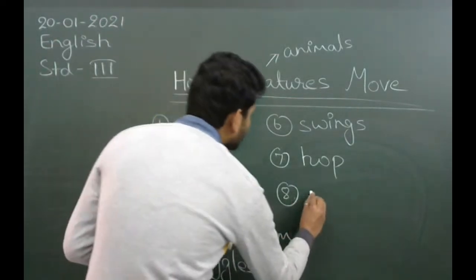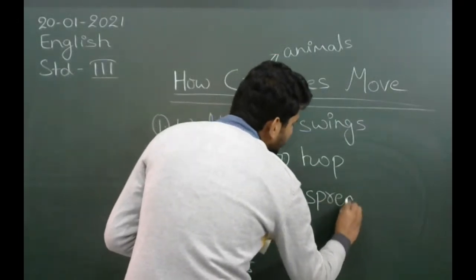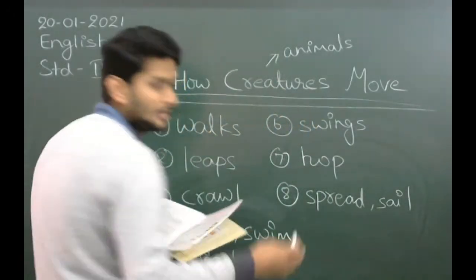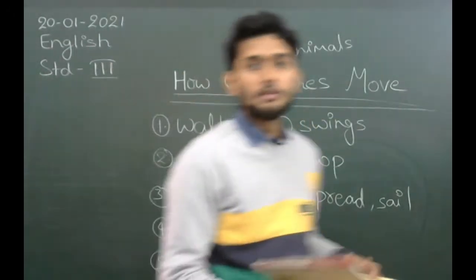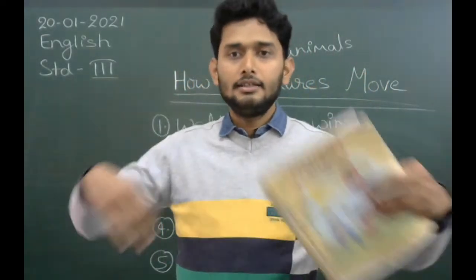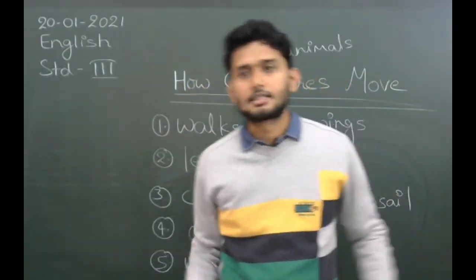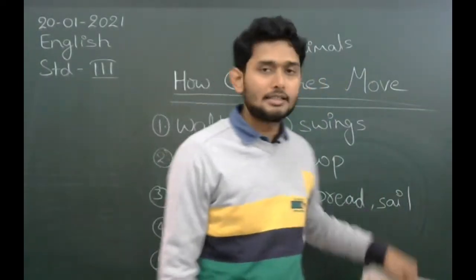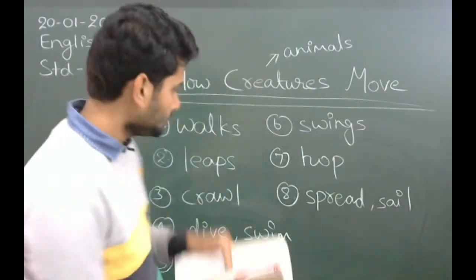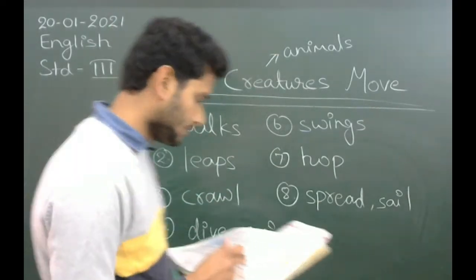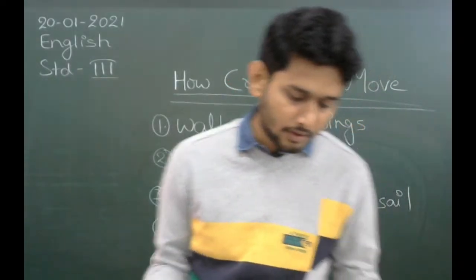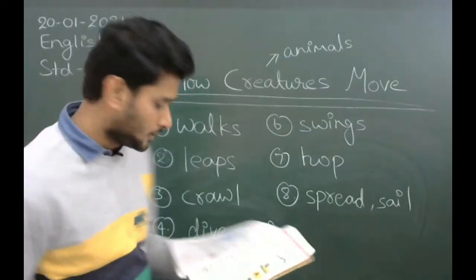Spread and sail, both are action words. Sail means fly. So how does a bird move? A bird spreads its wings and then sails in the sky, means flies in the sky. Very good. So both the words spread and sail are action words. Now we have number 9. But boys and girls, no action word, have much more fun. No action word. So in 9th and 10th, we have no action word.